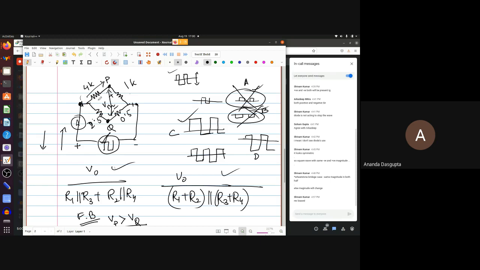So it's not just the value of the total resistance which matters, it's the ratio which matters. Got it? In a series, yes, potential is divided in the ratio of the resistance. That's all you really need to worry about. So since it's 4:1, that is the ratio in which this gets divided.